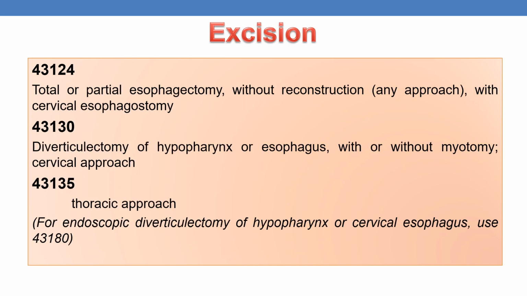The next CPT is 43124. It deals with total or partial esophagectomy with reconstruction, any approach with cervical esophagostomy. The next is 43130. It deals with diverticulectomy of hypopharynx or esophagus with or without myotomy, cervical approach. And for diverticulectomy of hypopharynx or esophagus with or without myotomy, thoracic approach, the CPT is 43135. And for endoscopic diverticulectomy of hypopharynx or cervical esophagus, use 43180.